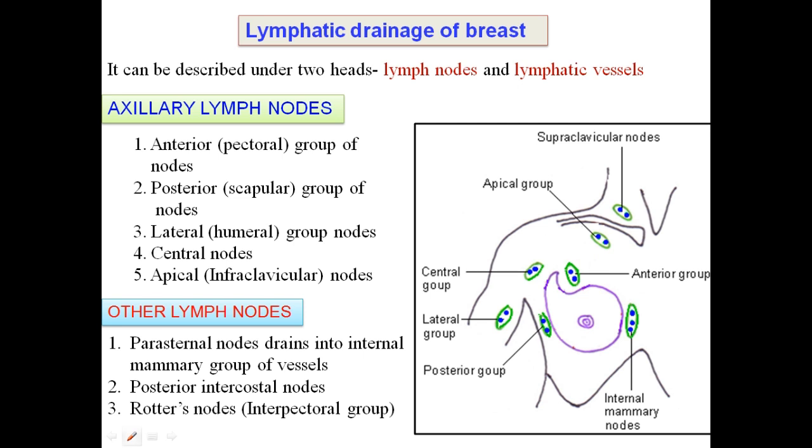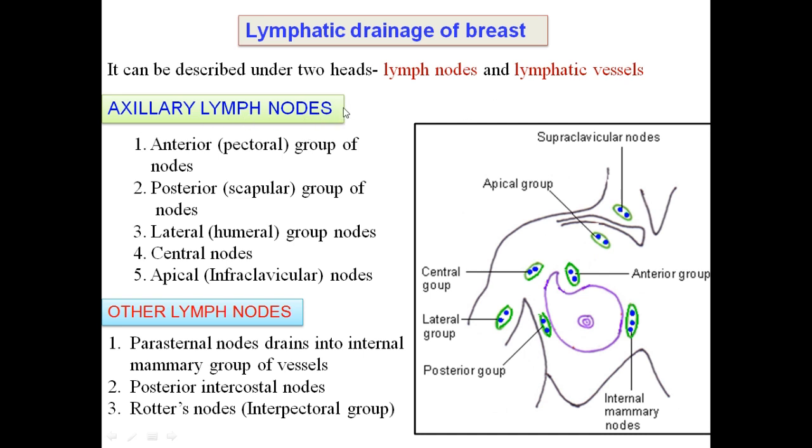Lymphatic drainage of the breast. The knowledge of the lymphatic drainage assumes great significance to surgeons as well as physicians to assess the spread of carcinoma of the breast through the axillary lymph nodes. It can be described under two heads: lymph nodes and lymphatic vessels.